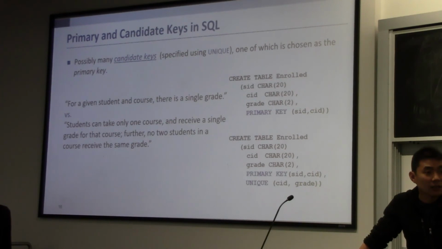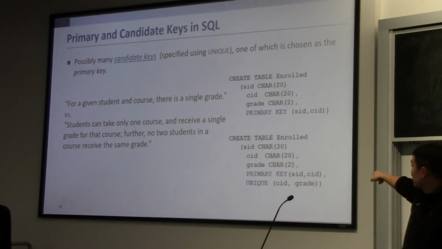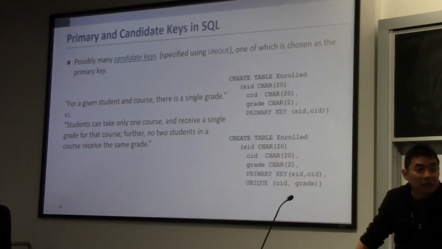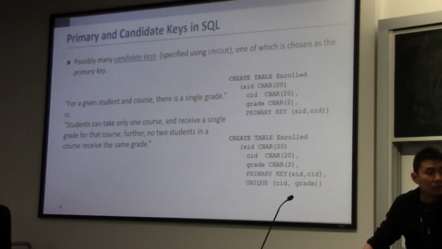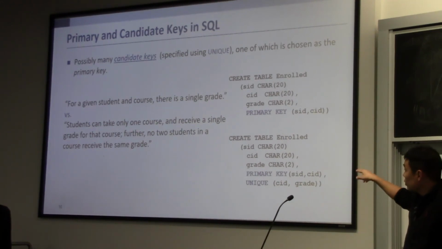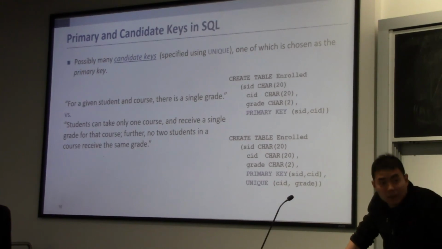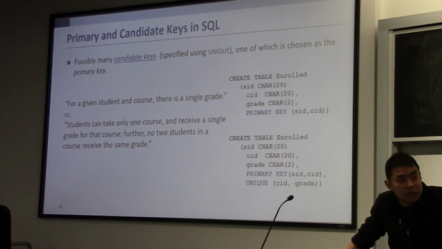Once, right? Because of that, student ID is a key. Actually, that means that the combination of student ID and course ID is no longer necessary for you to be the key. But let's pause for that discussion. Let's go on to the second point I was trying to make, which is no two students in a course receive the same grade. What does that imply? Does that give you another key?